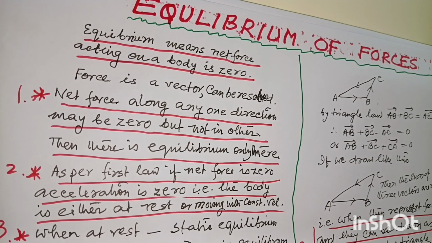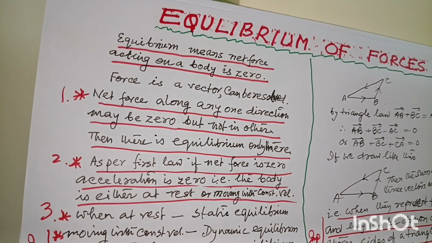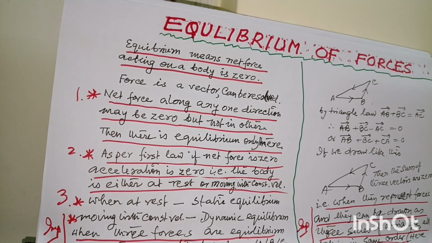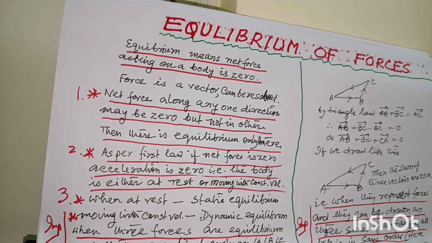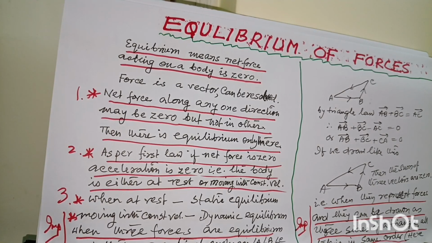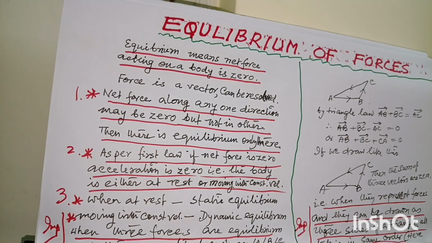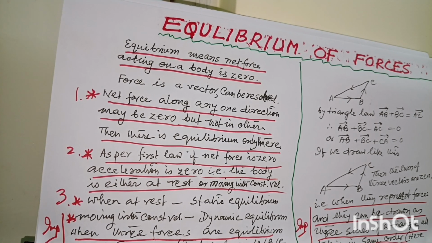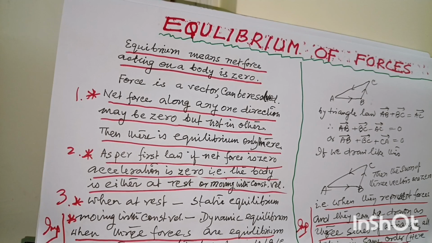So that means there are two types of equilibrium. It may be either at rest or it may be moving with a constant velocity. When it is at rest, we call it a static equilibrium. When it is moving with constant velocity, we call it a dynamic equilibrium. And both the equilibriums are equilibrium of forces.